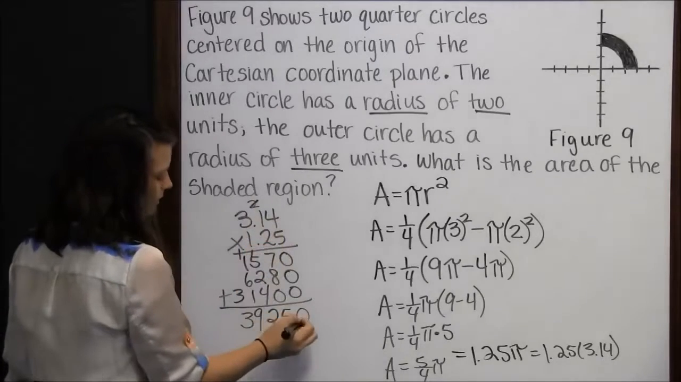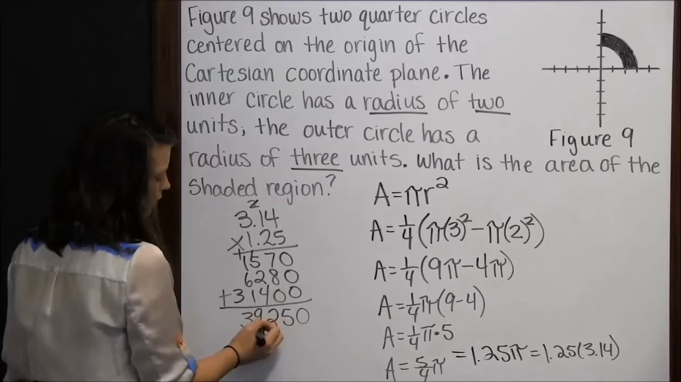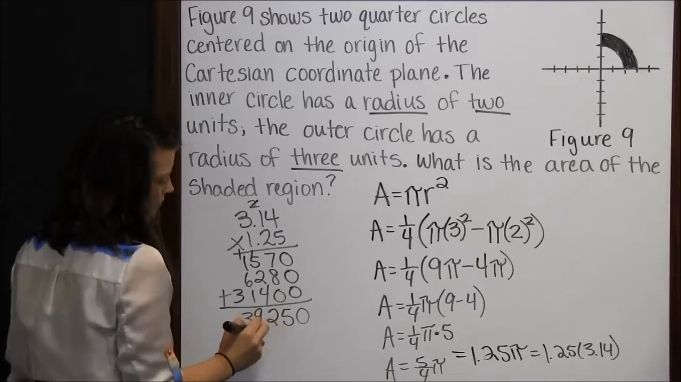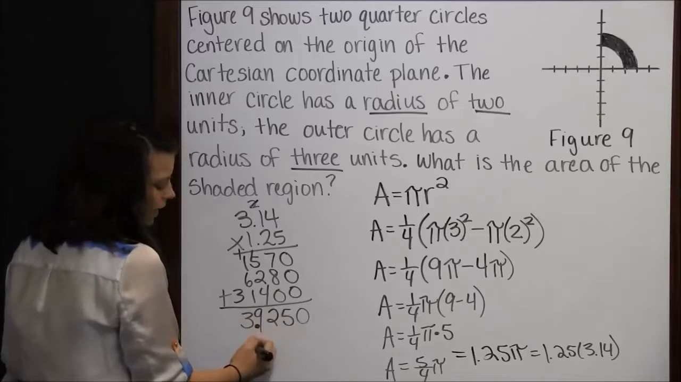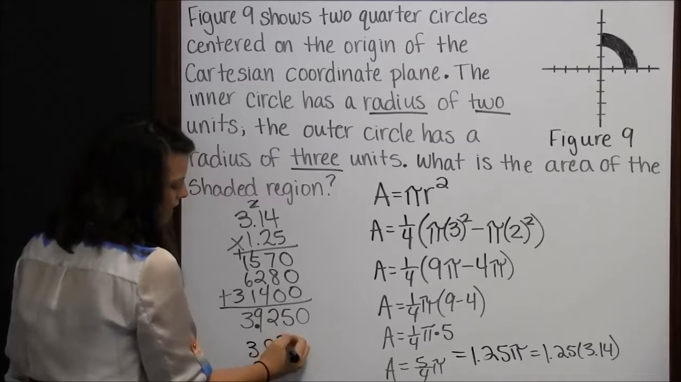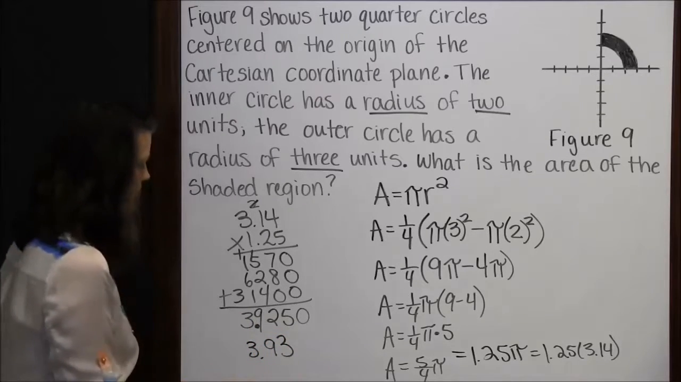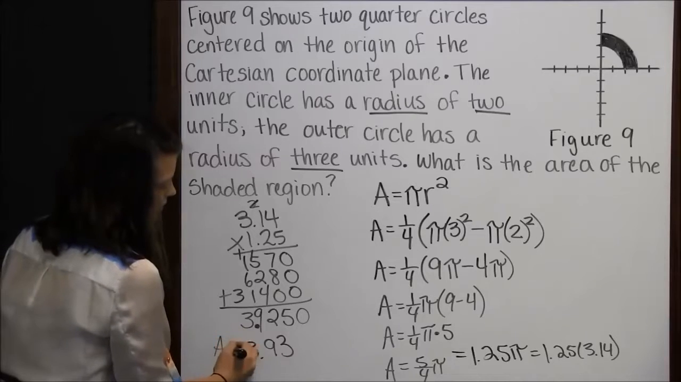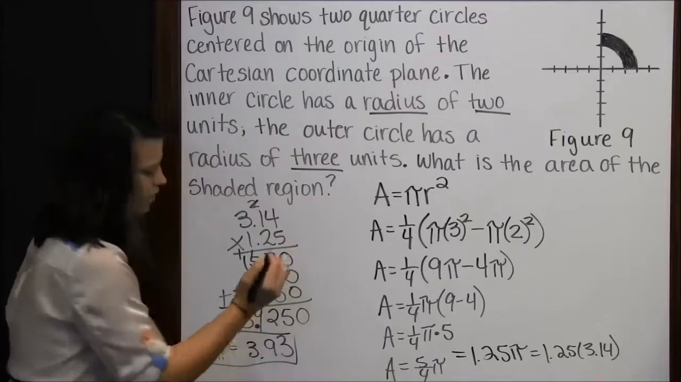And then we have 4 numbers behind the decimal. 1, 2, 3, 4 numbers behind the decimal. So, and then we could round this to 3.93, which would be the area of just the shaded region.